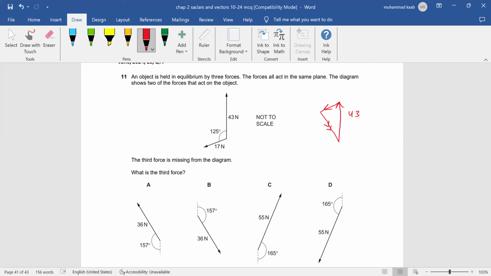So this one, what do you say? Correct, so this becomes B. Since it is in equilibrium, the direction should not be upward. It should be downward to form a closed triangle for equilibrium, right? So this will be the answer. Clear?